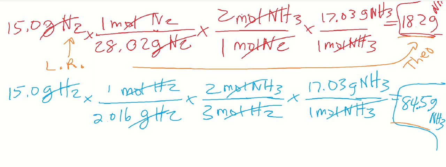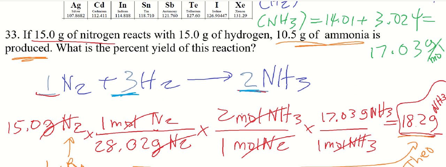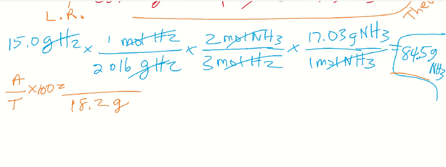That's if this reaction happened perfectly, and we would get 18.2 grams. So the theoretical goes on the bottom, and the actual goes on the top. It's actual over theoretical times 100, and you get your percent yield. The actual was 10.5, is what it said. So the reaction only made 10.5 grams, but we could have made 18.2.